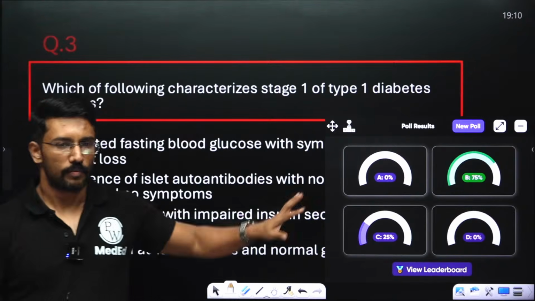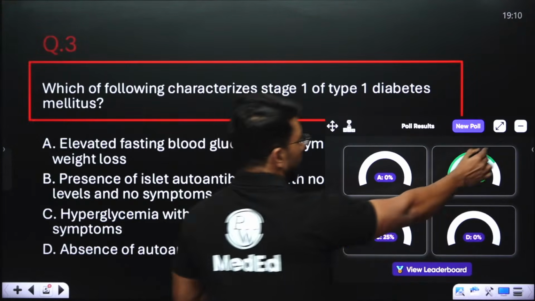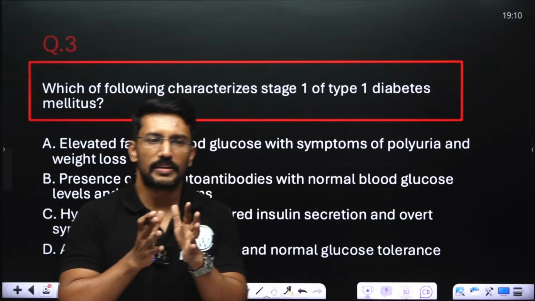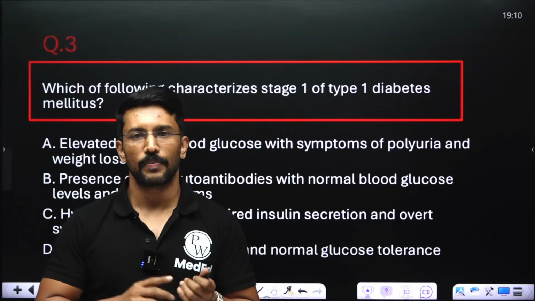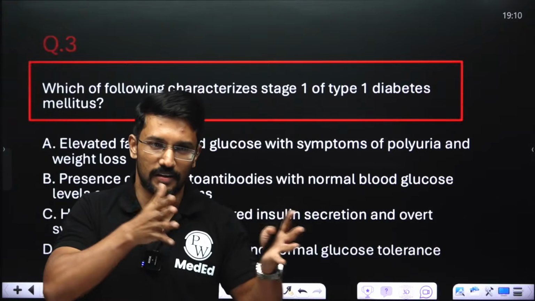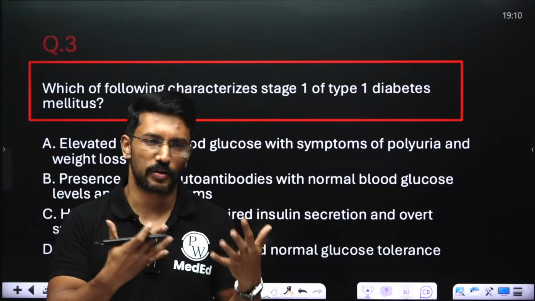Okay, again, good. Most of you got the answer right. So what was stage 1? Basically, type 1 diabetes mellitus is majoritarily caused by an autoimmune response, and there has to be a trigger which triggers the autoimmune system and the body starts producing antibodies.